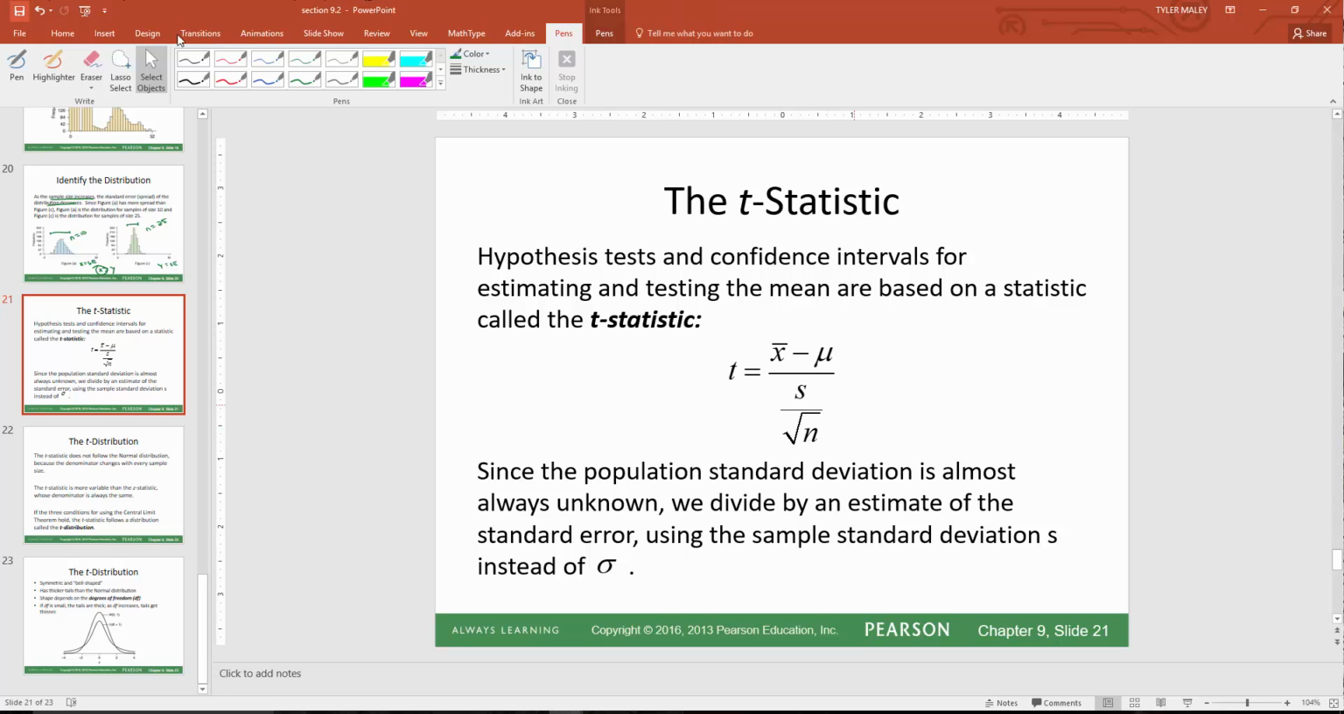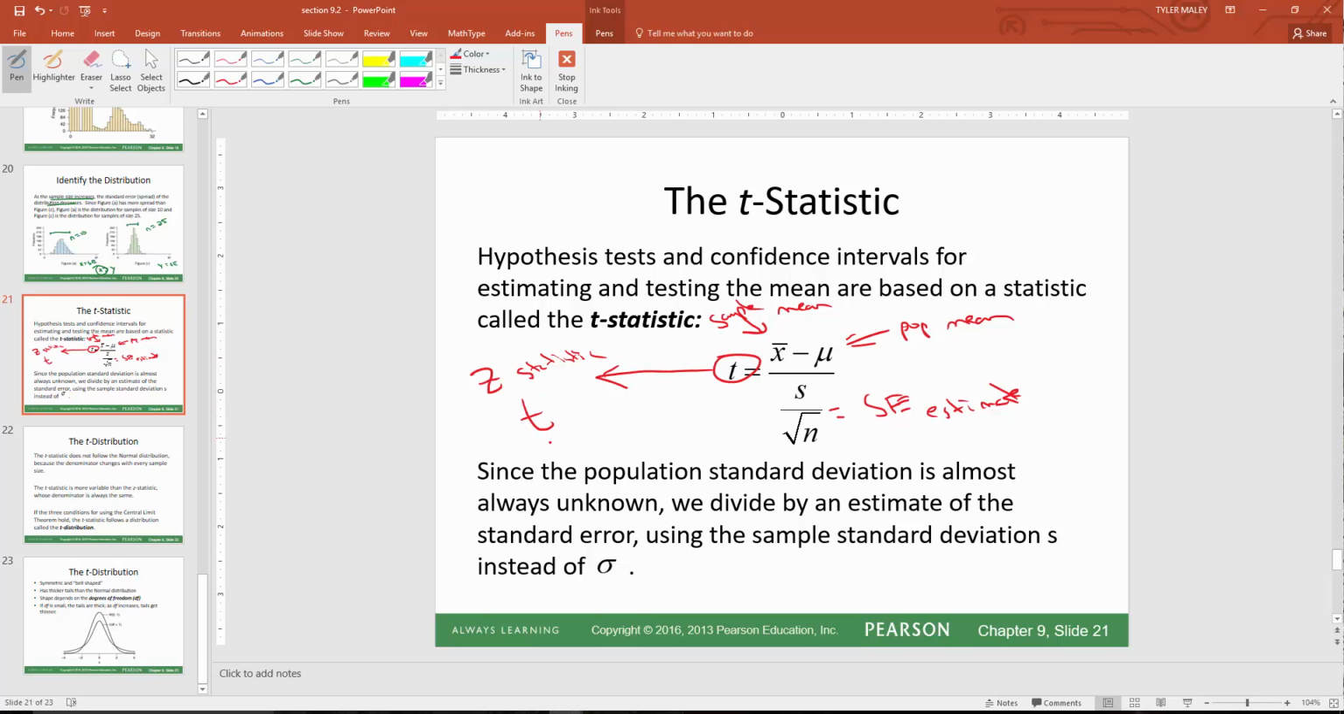So I can just write this in, right? This part is my standard error estimate, right? Remember, this is going to be my sample mean, and this is my population mean, right? And this t is just so instead of using the z statistic, we're going to use the t statistic, right? So it's just a different distribution. So in the next two slides, we'll learn more about the t distribution.